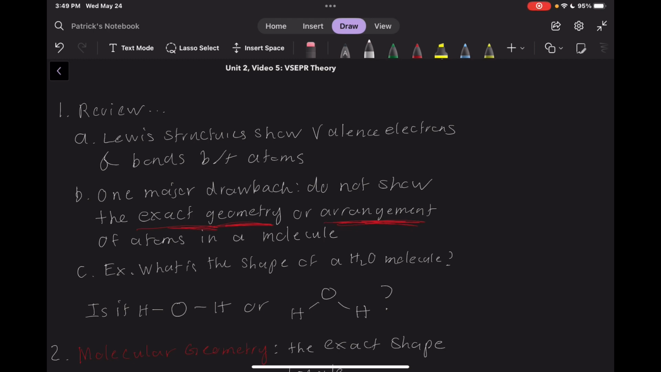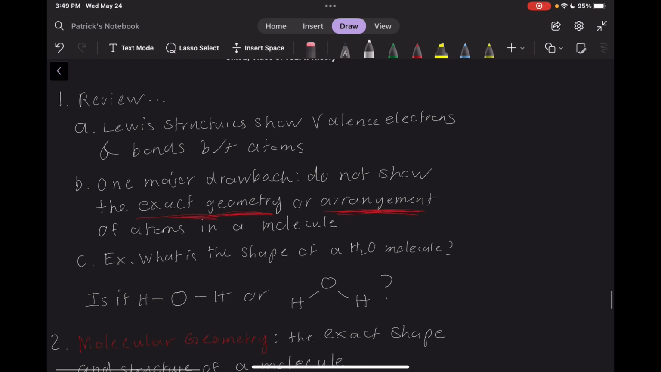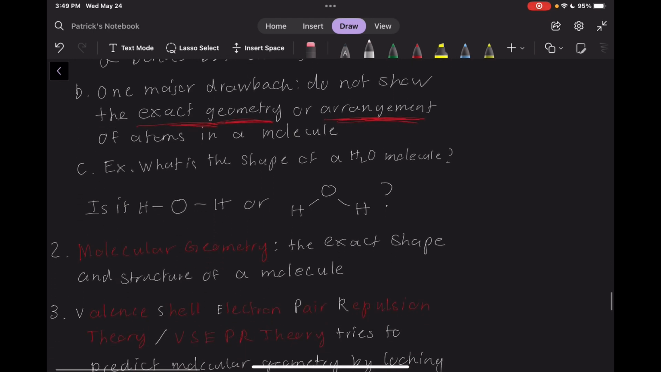But these structures have one major and glaring drawback. They don't show us the exact shape and structure of molecules. They don't tell us anything about how atoms are arranged once they have formed bonds. For example, here we have two possible Lewis structures for a water molecule. In the real world, do individual water molecules look like the drawing on the left or the drawing on the right? We really have no clue because Lewis structures alone don't give us that information.